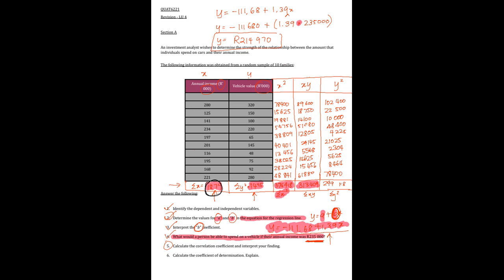Then question 5 says to calculate the correlation coefficient and interpret your finding. So the correlation coefficient is actually pretty similar to your formula for B. So the formula for B, I'm going to show it to you now as well. The formula for B literally does not have one component that your R value, your calculation of your coefficient, will have. So I'm just going to erase here. Okay, that looks a whole lot better.